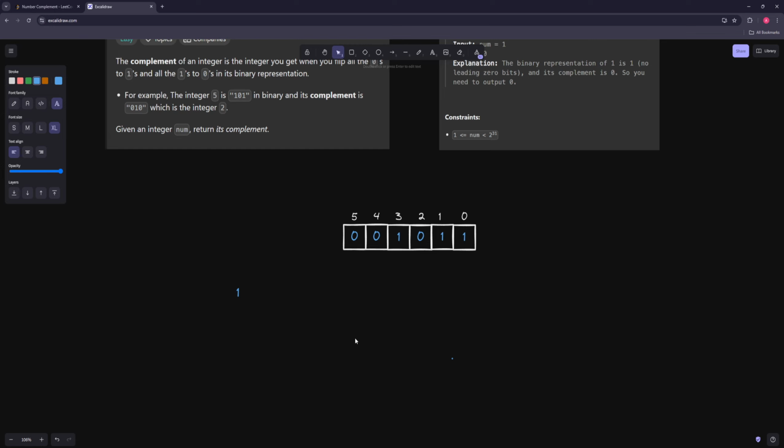And then there's one more that's kind of important, which is XOR. XOR of 1 and 1 is 0, 0 and 0 is 0, 1 and 0 is 1, and 0 and 1 is 1. Those are really the only ones you need to know.